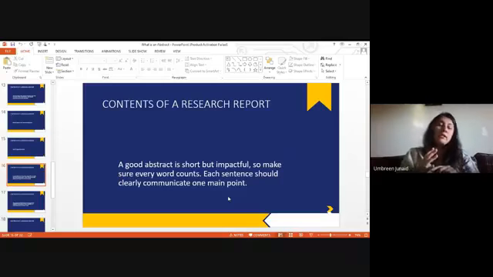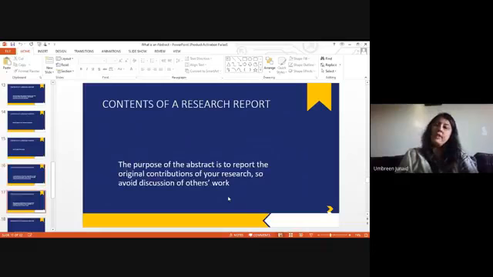A good abstract is short. It is short, but it is impactful. Each sentence should clearly communicate one main point. एक जुमले में बात हमें अच्छी समझ आ जाए कि आप कहना क्या चाह रहे हो. This is the feeling of an abstract. That abstract is a to-the-point document. It shouldn't have unnecessary details.